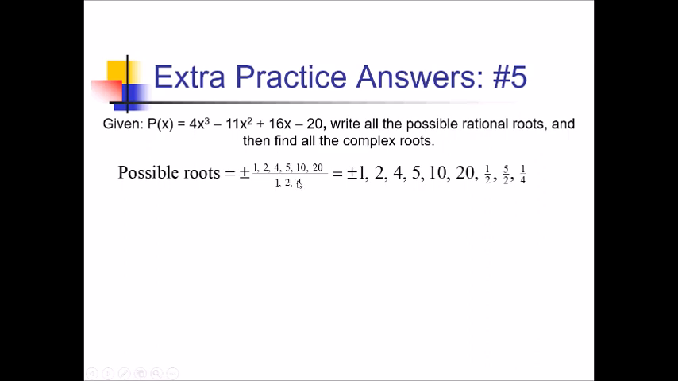4 over 4 is 1. 5 over 4 we haven't seen, so we'll put that in there. 10 over 4 reduces to 5/2, which you've already got. 20 over 4 is just 5. So this is our complete list of possible rational roots.